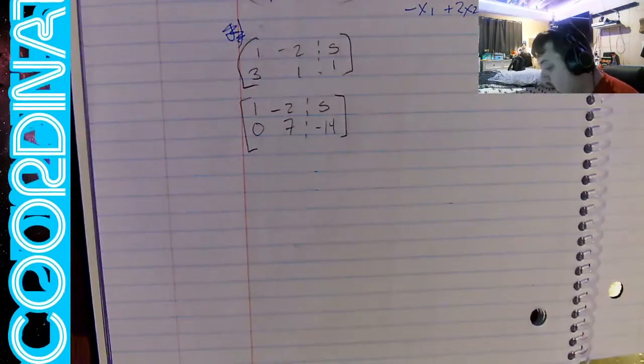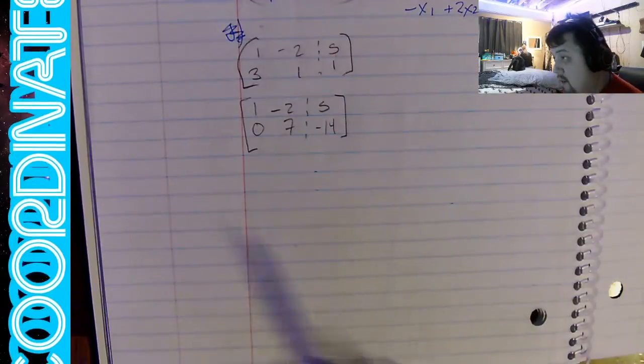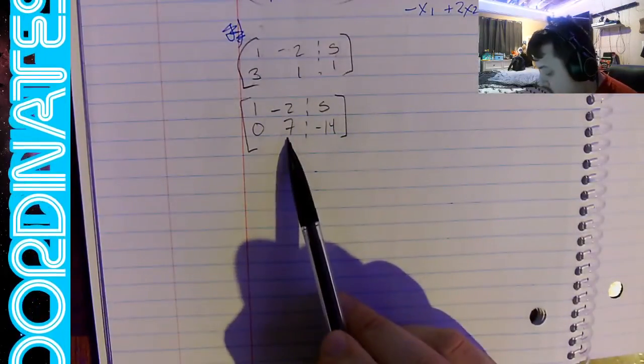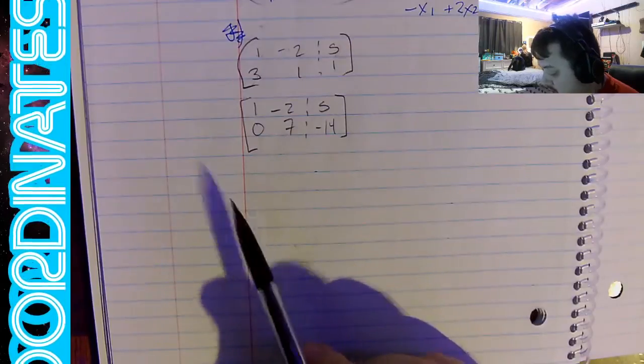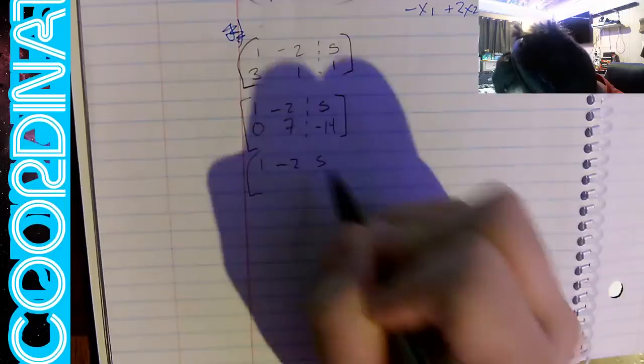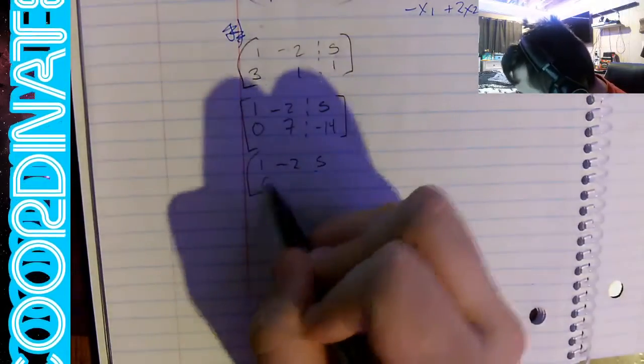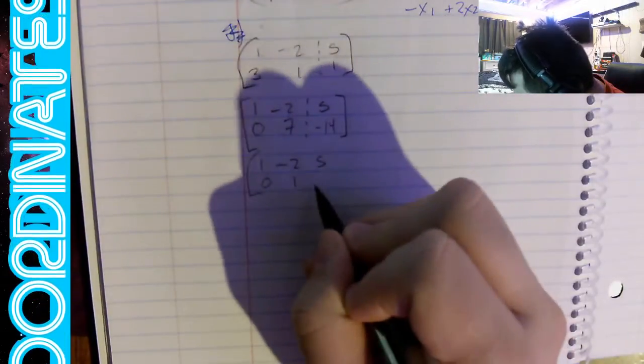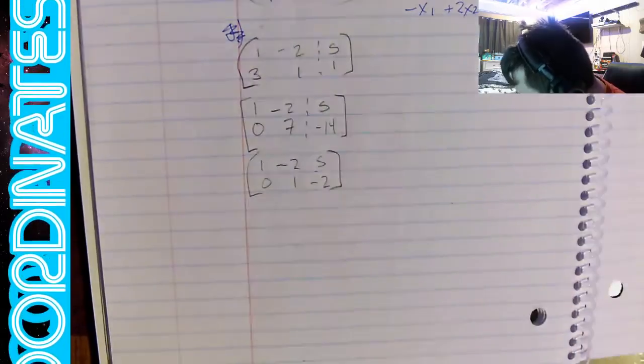Okay, now I want 1s again. Like I said, I want a 1, so I'm going to divide this whole thing by 7. Okay, and that's going to keep me here. I'm keeping this line the same, and I'm dividing by 7. Would you look at that?